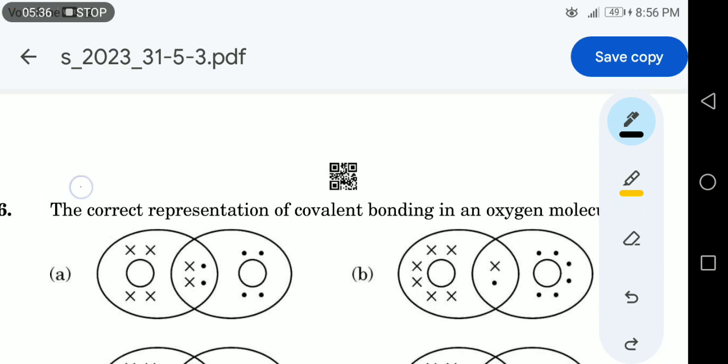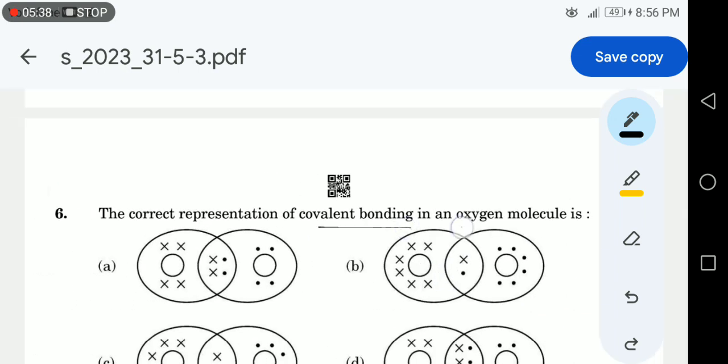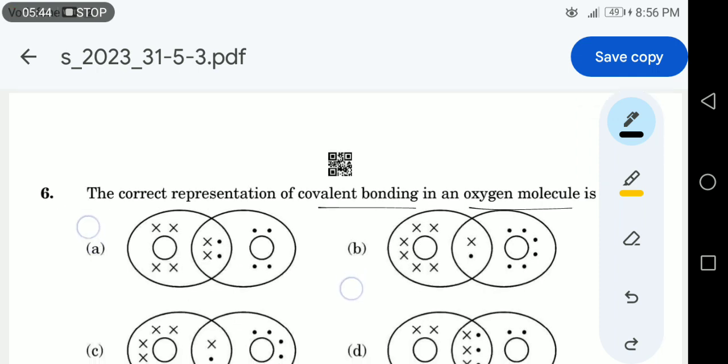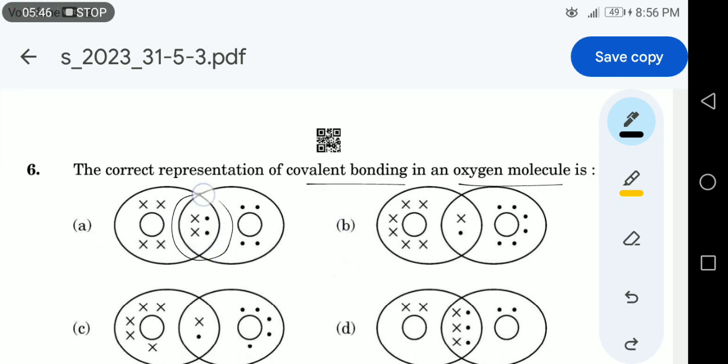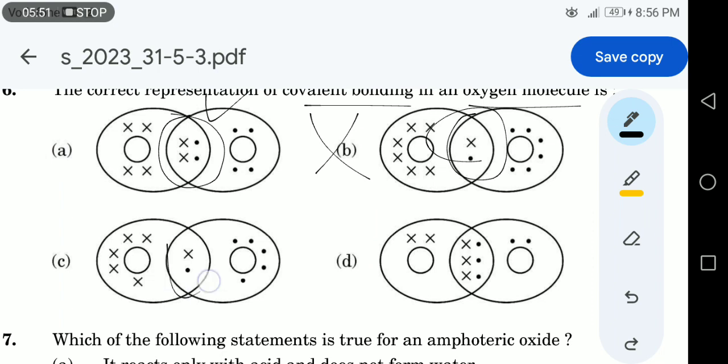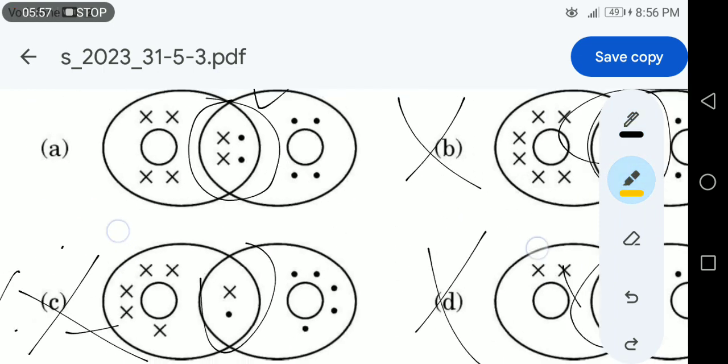Correct representation of covalent bonding in an oxygen molecule. We know that oxygen always forms a double bond. So let us see which of the following has double bonds. So this has a double bond, so this can be correct. This has a single bond, so definitely not. This has a single bond, no, not this option. This has a triple bond, no. So the answer to this is option A.